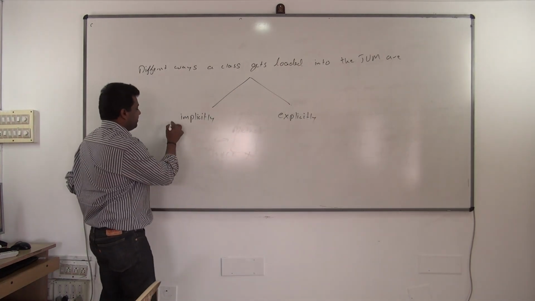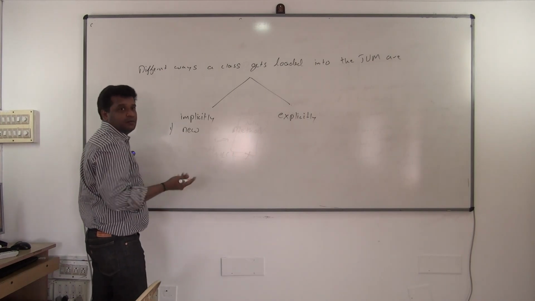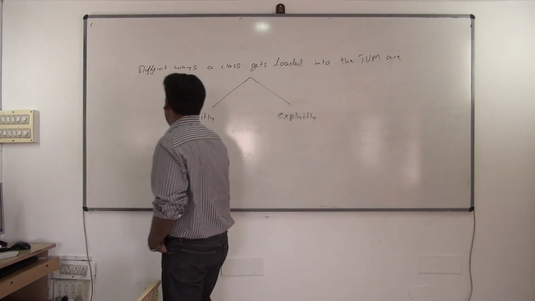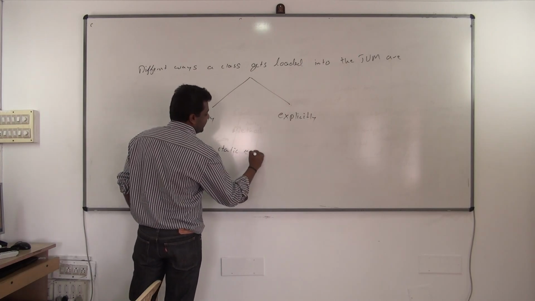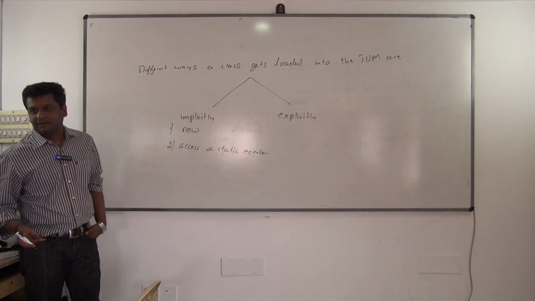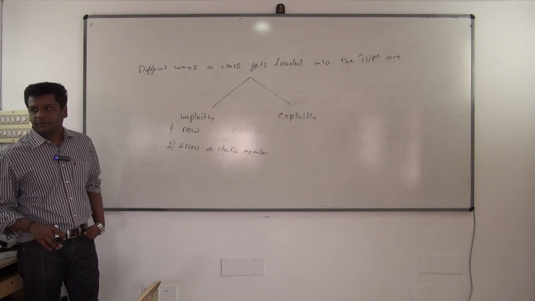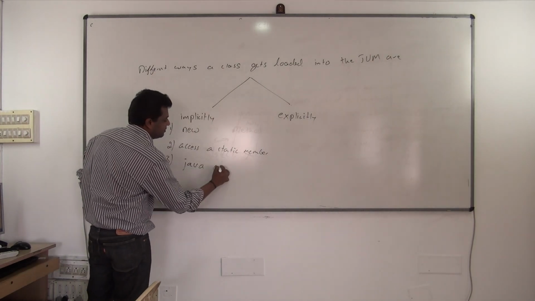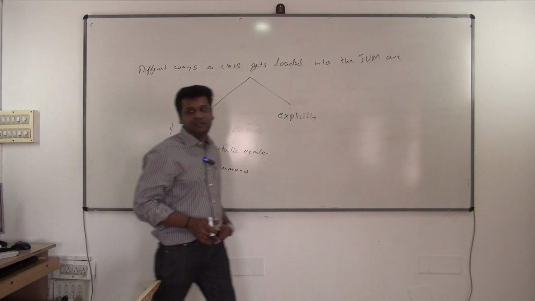Implicitly, when I say the new keyword, who is loading the class? The JVM is loading it. The second one is when you access a static member. If I say Integer.parseInt, parseInt is a static method of class Integer, so the Integer class will be loaded. Whenever you access a static member, it will be loaded. Then one more option is when you use the Java command. So these are the 3 ways a class gets loaded implicitly into the JVM.